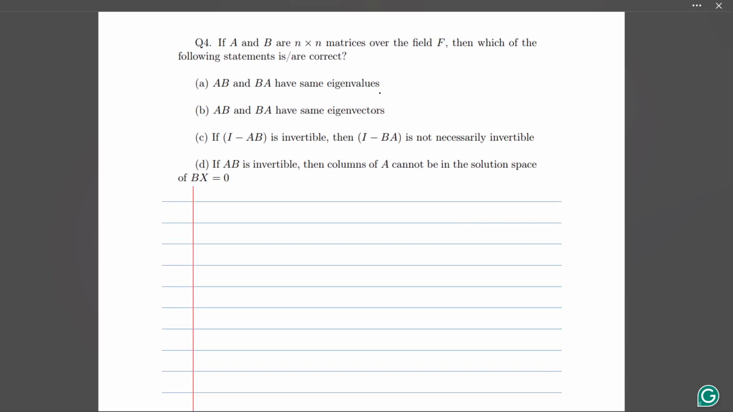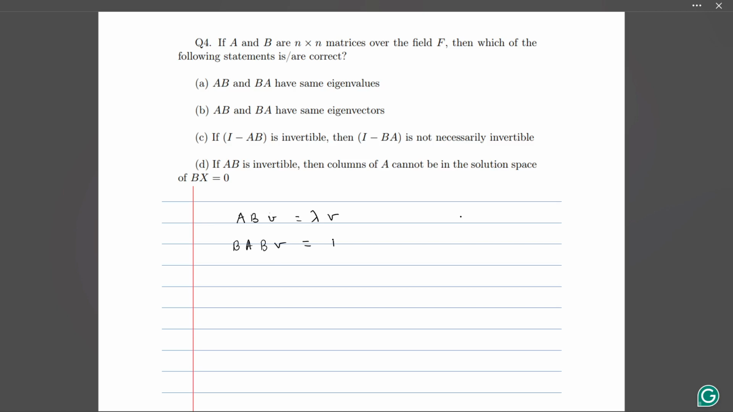So the question: A, B are n cross n matrices over the field F. Which are correct? AB and BA have the same eigenvalues. Let's say lambda is an eigenvalue of AB, then ABv is equal to lambda v. Multiply by B on both sides, so it will become BABv.